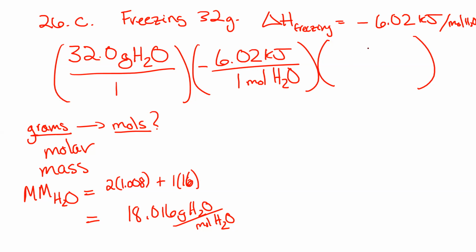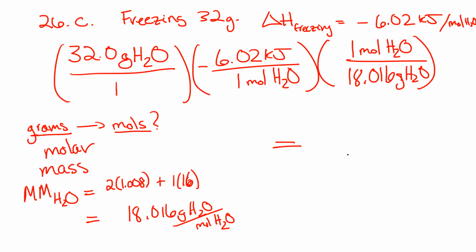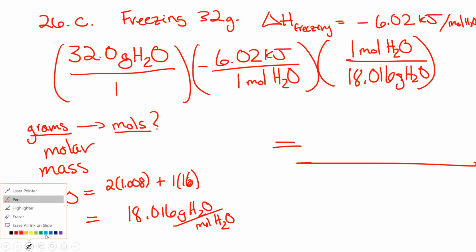Okay. So then I put 1 mole of H2O on top because I need moles of H2O to cancel. And then I put 18.016 grams of H2O on the bottom to get grams to cancel. Plug this into my calculator, and I got my answer. Now, the only difference between part B and part C is that in part B, you don't need the molar mass because you're already given moles. In part B, you would just plug in a quantity of moles here, multiply it by this, and you'd be done with part B.